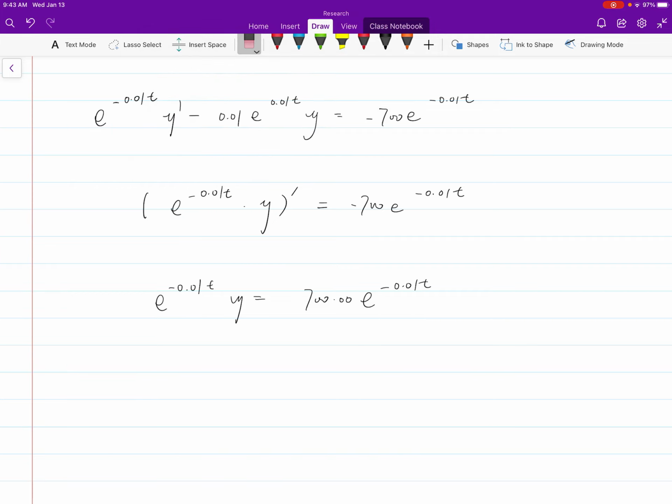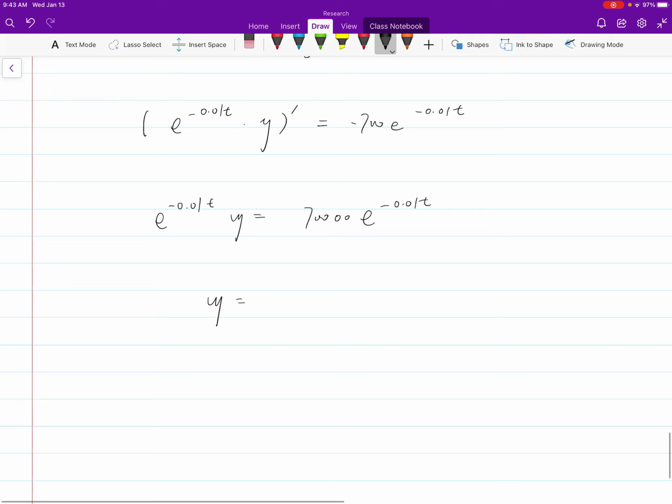And now the negative thing is gone. If you feel kind of shaky, try to verify by taking the derivative. You can see it is the answer. So finally, your y is going to be minus, oh, there is a plus c, 70,000 plus c e to the negative 0.01t. This is the plus because you are dividing. All right. So basically what you're going to get is a final answer like this.